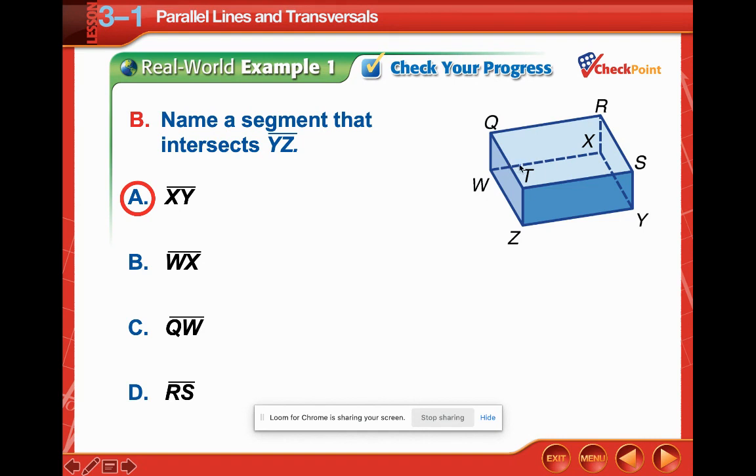WX does not. Those are actually parallel lines. QW does not. Those are actually skew lines with YZ. And then RS is also skew to YZ.